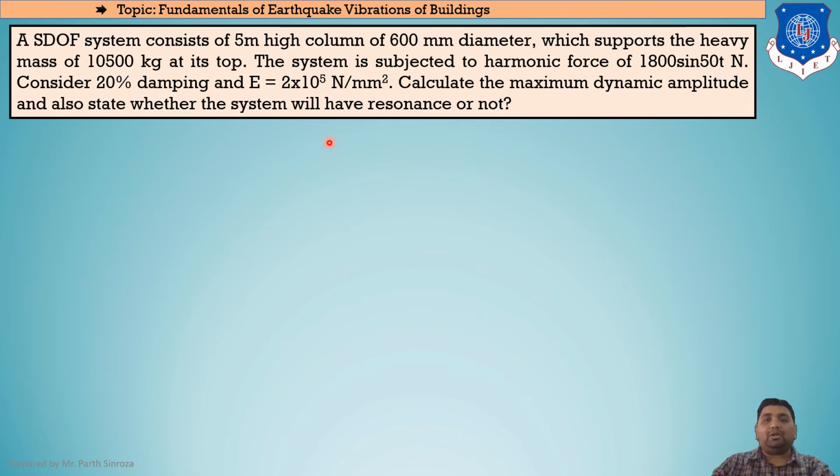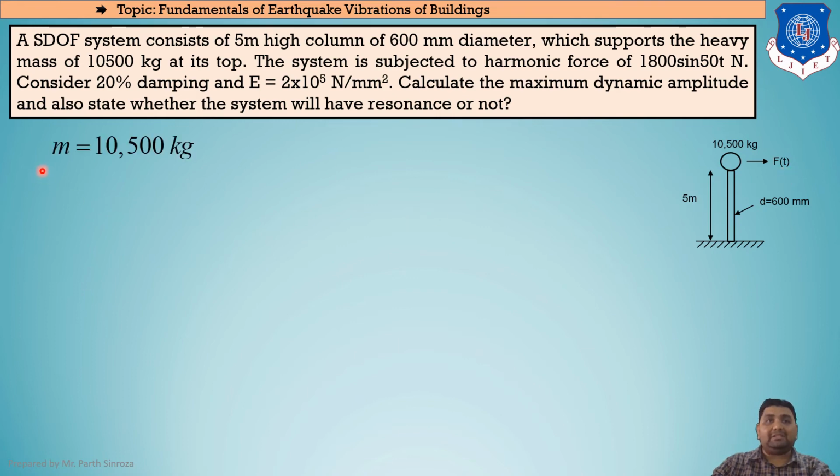First, we'll be looking at the actual figure of the structure that is given. So this is the column. The column here is 5 meter high and 600 mm in diameter, and this column is having a weight of 10,500 kg at its top. Clear? And it has been subjected to a harmonic force of F of t. So the data given here is: mass of the structure is 10,500 kg, which is to be resisted by the column. F of t, we all know the generalized equation is F0 sine omega dash t, but in this case it is given in the equation form to be 1800 sine 50t Newton.